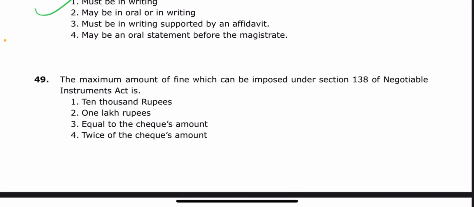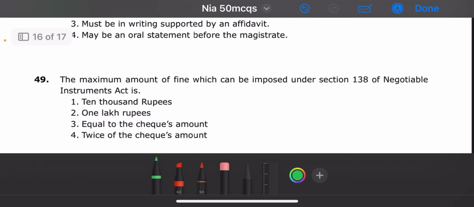Next question. The maximum amount of fine which can be imposed under Section 138 of Negotiable Instruments Act is. The options are 10,000 rupees, second, 1 lakh rupees, third, equal to the check's amount, or fourth, twice of the check's amount. The correct answer is fourth, twice of the check's amount.